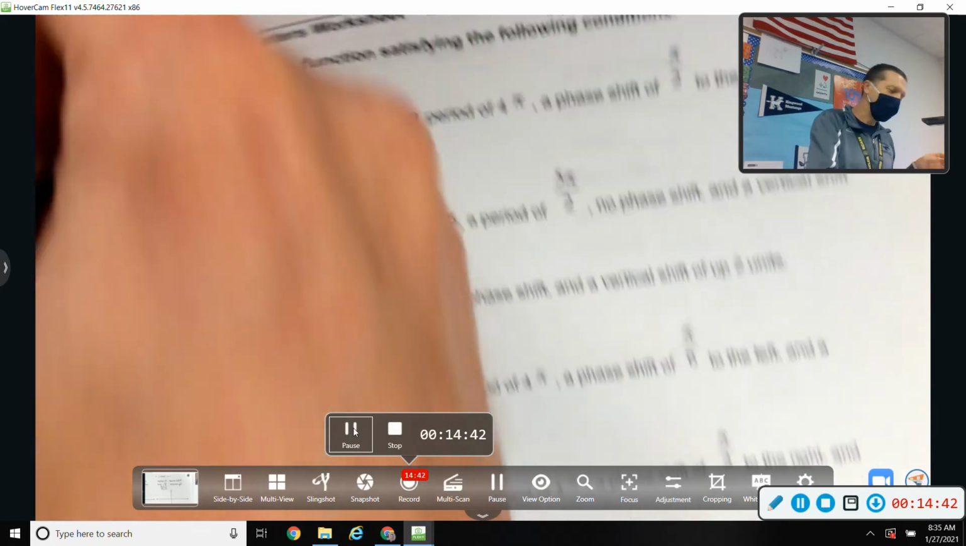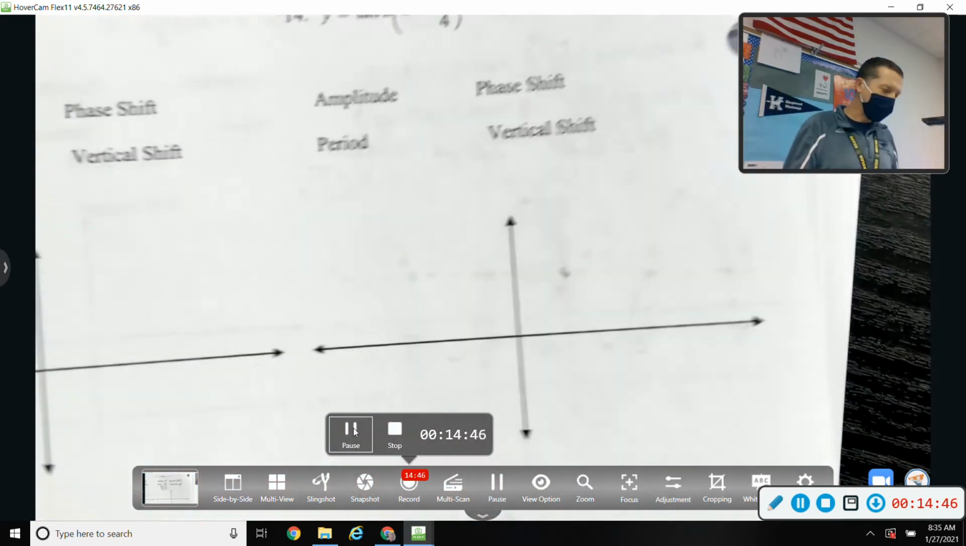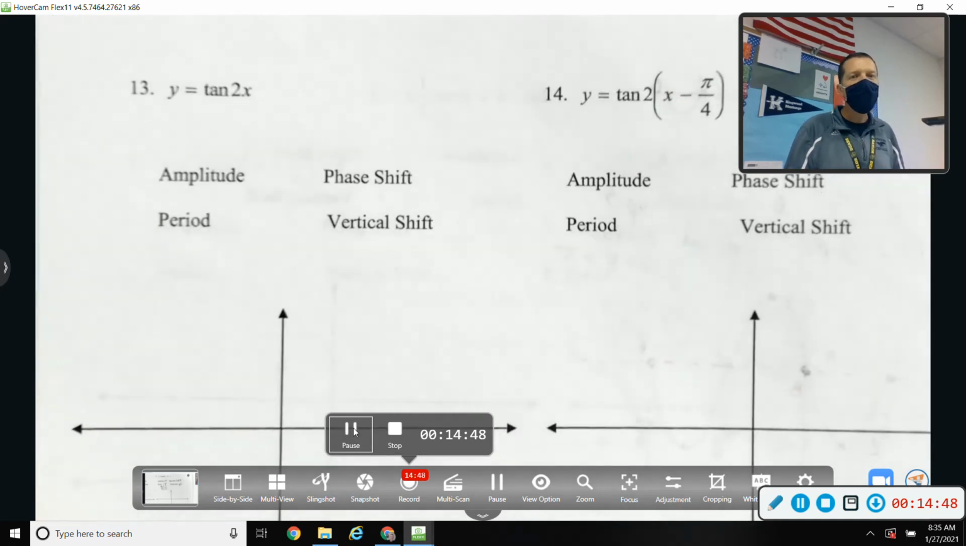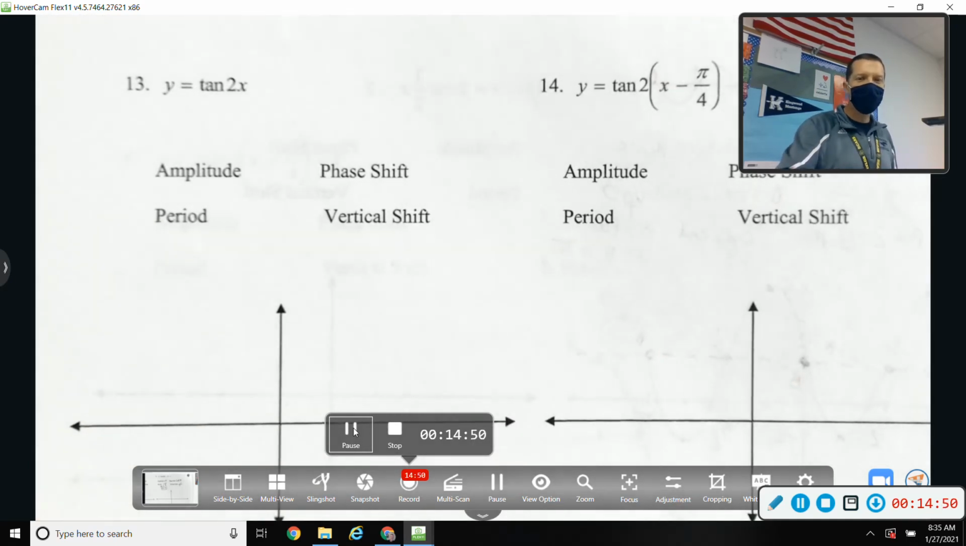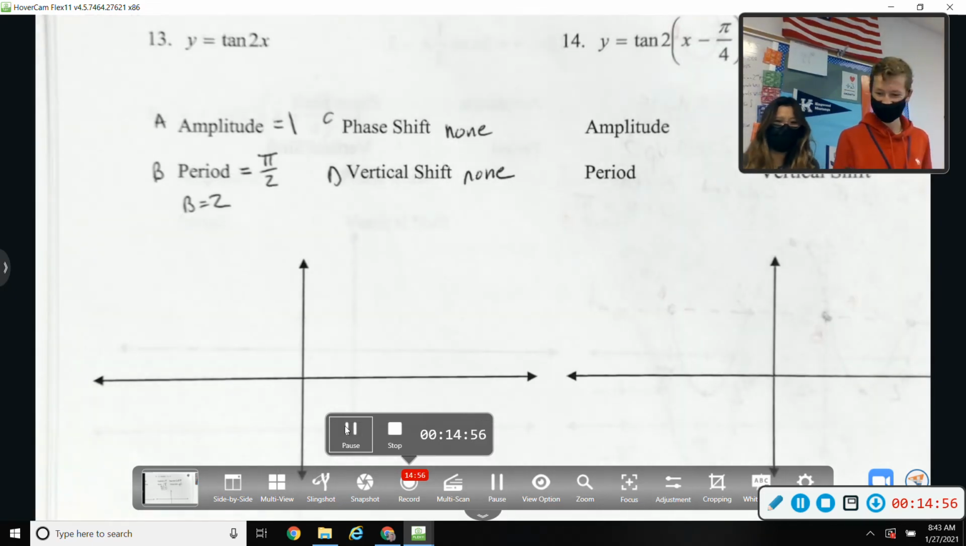Not right now, I don't. Number 13. Oh, that one doesn't look too bad. Try 13. Give 13 a try, and then we'll go over it. Hey, you got it right?